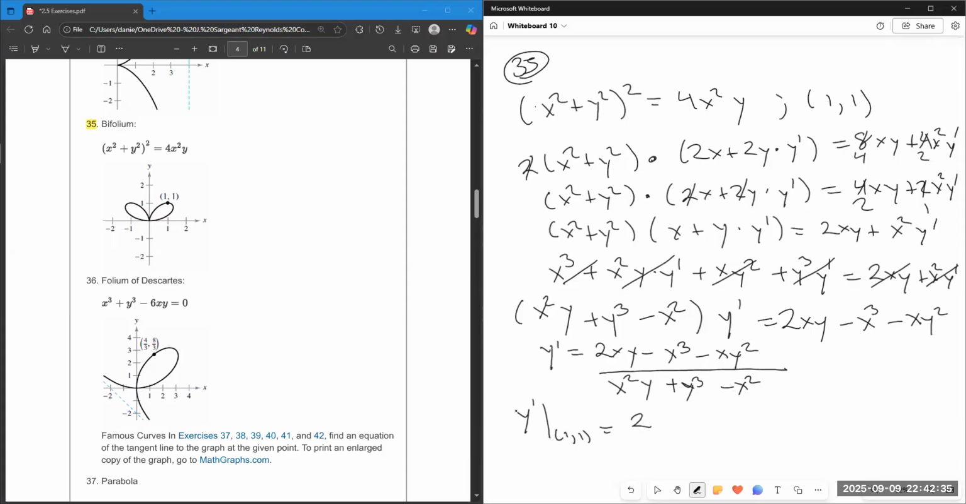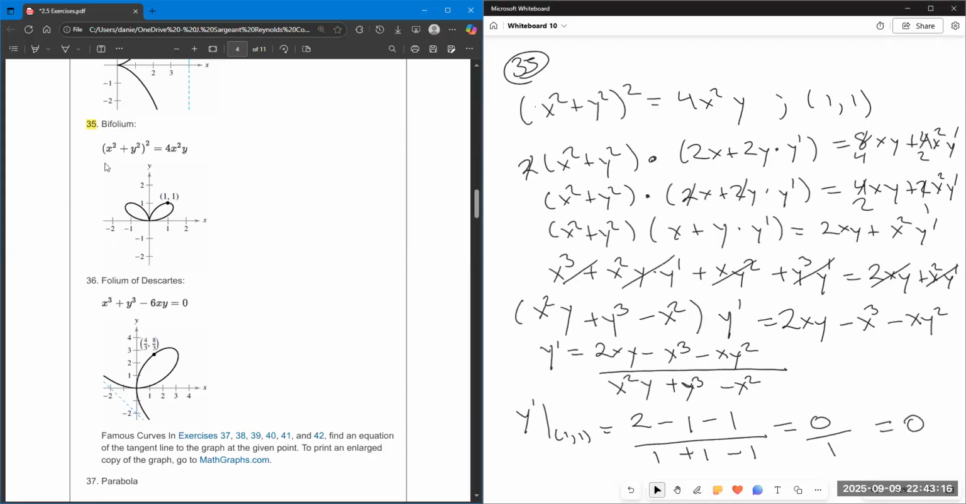So that will be 2 times 1 is 2, minus 1 times 1 squared will be 1, over 1 times 1 is 1, plus 1 cubed is 1, minus 1 squared is 1. 2 minus 1 is 1, minus 1 is 0, over 1 plus 1 is 2, minus 1 is 1, and this is 0, and the slope of the tangent line at 1, 1 is 0. Not sure if you can see that, but that has a horizontal tangent line right there. All right.